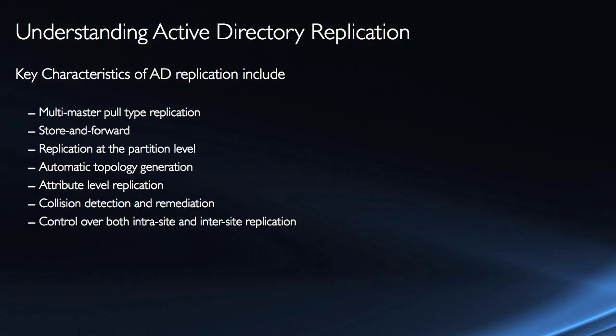So the only time you'd ever have a conflict is if we actually changed the same attribute on two different replicas to two different values. We also have collision detection and remediation, basically just conflict resolution. There's a couple of types of conflicts that can occur. The conflict of the same value for an attribute is one, and so we'll use version numbers and timestamps to get automatic conflict resolution there.